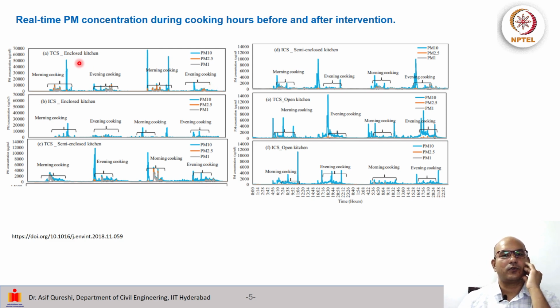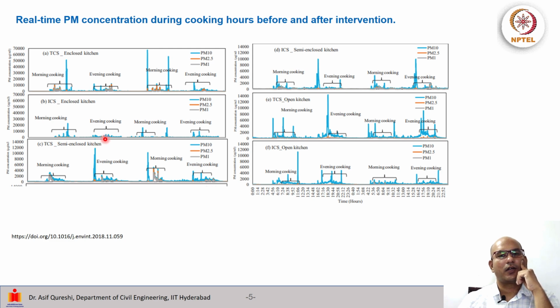For this enclosed kitchen, when one changes to the improved cooking stove, we do not see these rises in the PM1 and PM2.5. You see there is more of a flat line. And second, the peaks of PM10 have decreased here. You see this is up to only 2000 or less than 3000, whereas here it was up to almost 5,000 to 6,000.